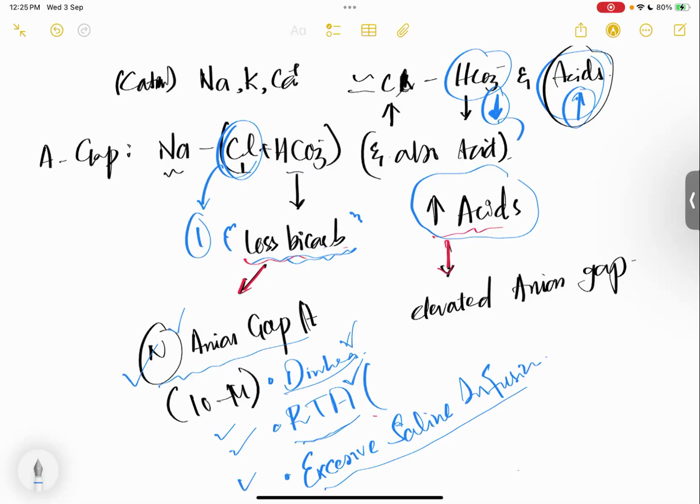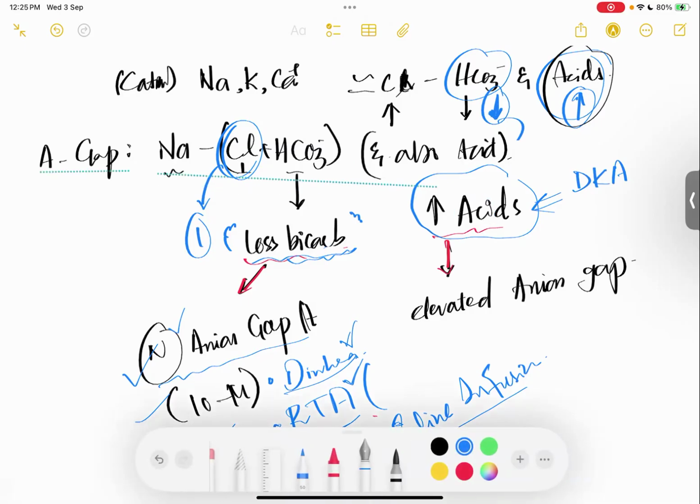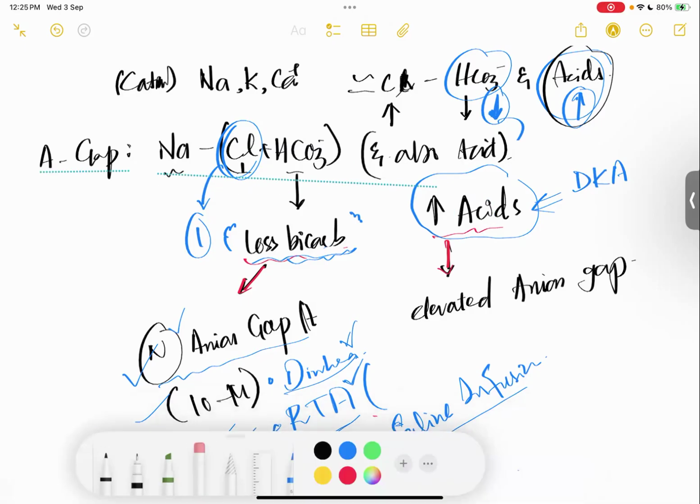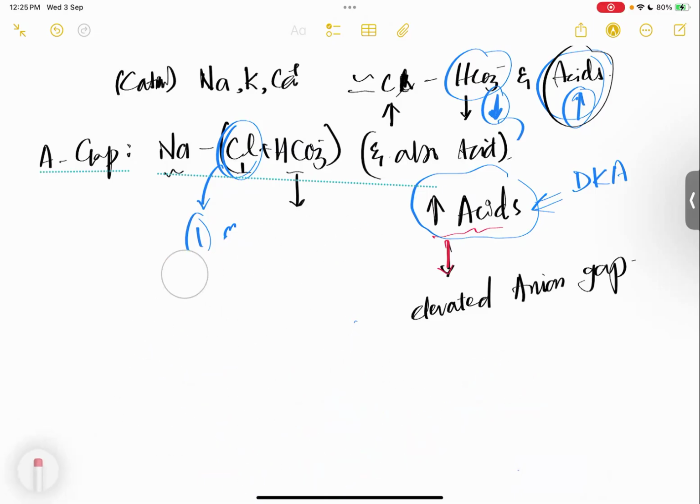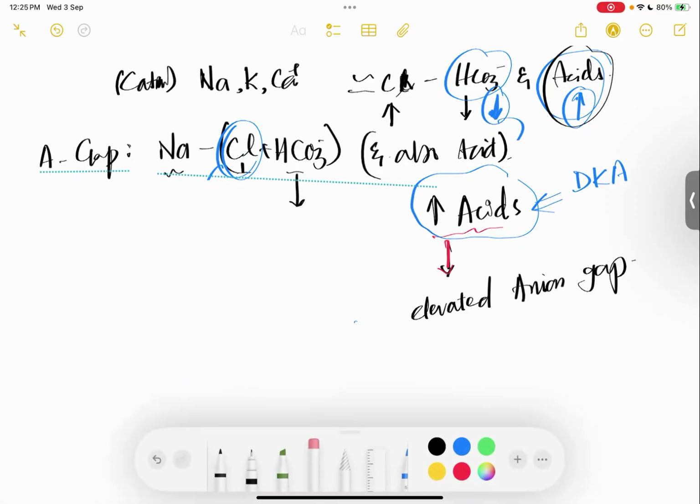Okay, you know the concept, right? So it will save your time. But if we have poured or increased acid, like in DKA, diabetic ketoacidosis, if in STEM we have diabetic ketoacidosis, it will give me a high anion gap, high anion gap metabolic acids.